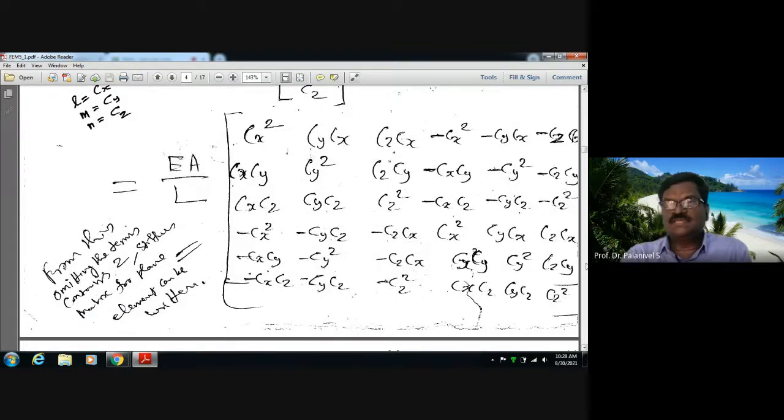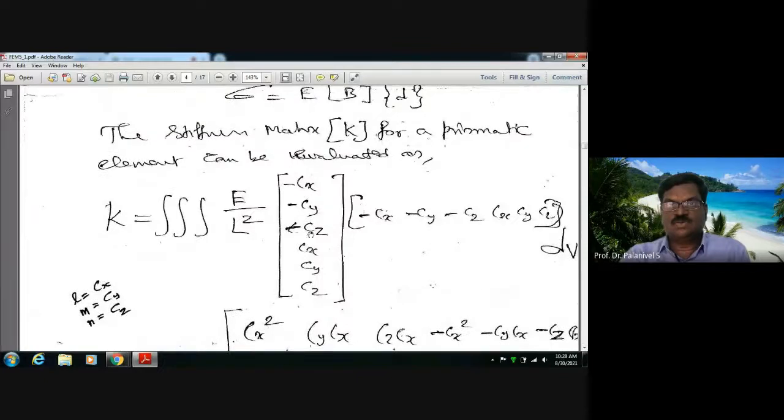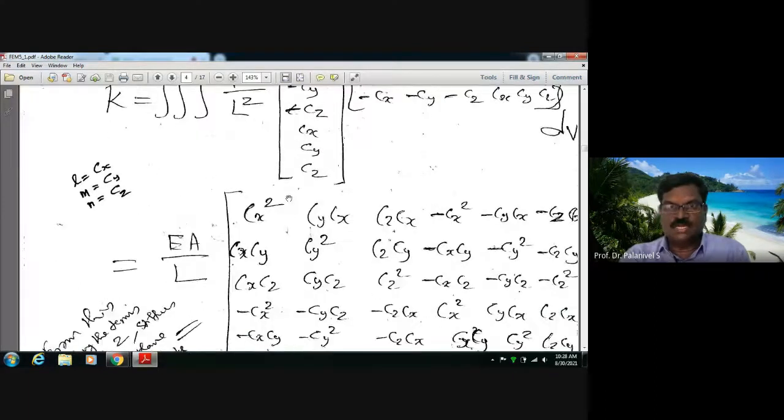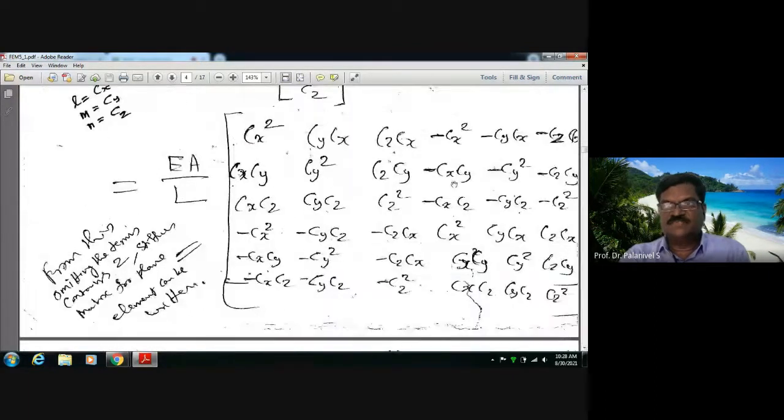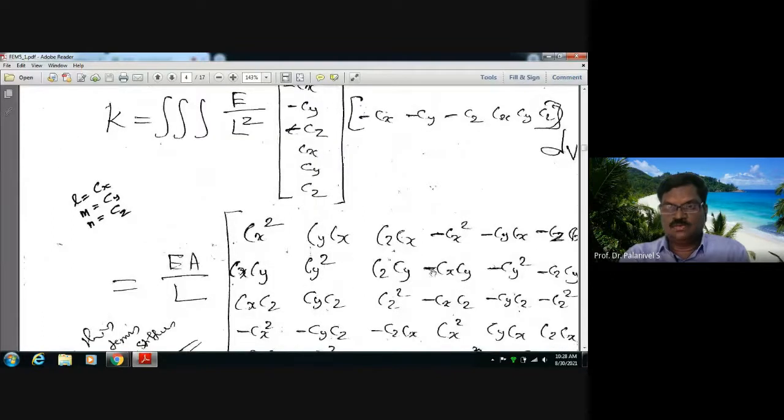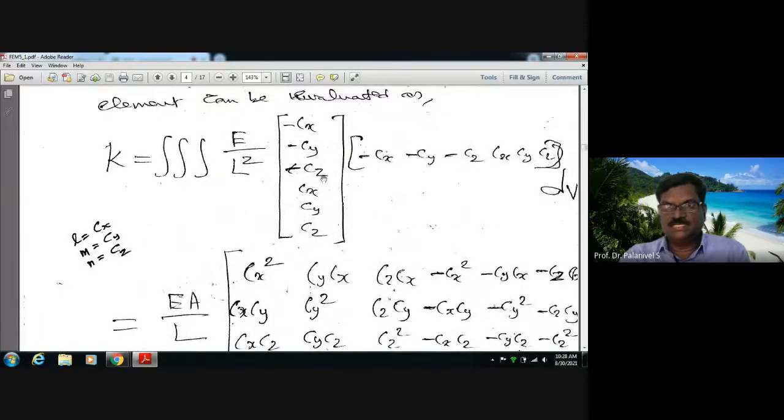How do you remember this? Don't memorize. This alone you remember: A by L into... how do you obtain this? You have to write this one: minus Cx, minus Cy, minus Cz, Cx, Cy, Cz. Write it in row form and in column form, and multiply these two in order to get this 6 by 6 matrix. You need not memorize it. To obtain it in the exam, you can multiply these two matrices like this, and write it down.